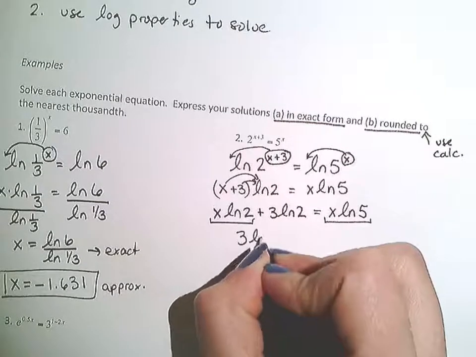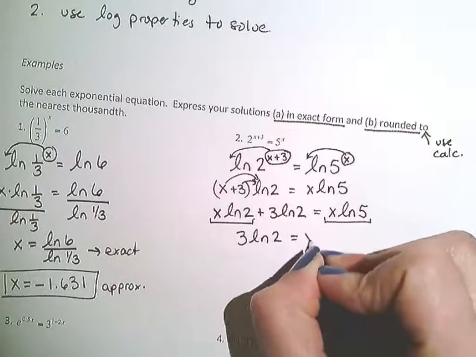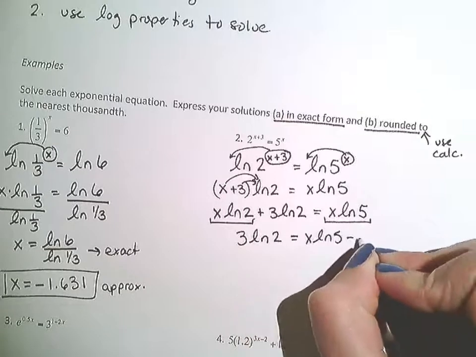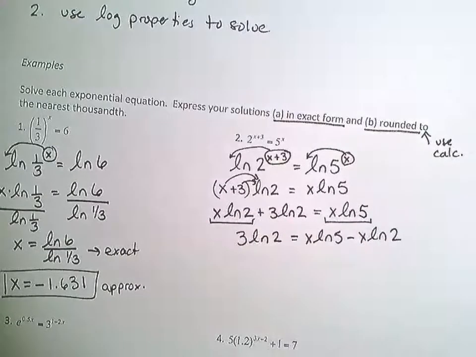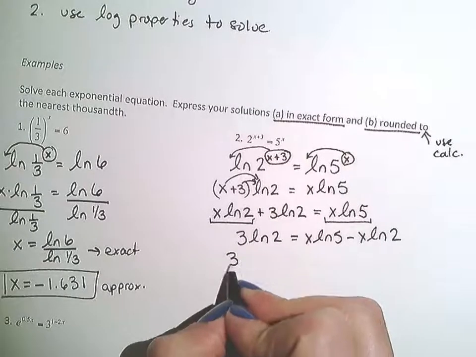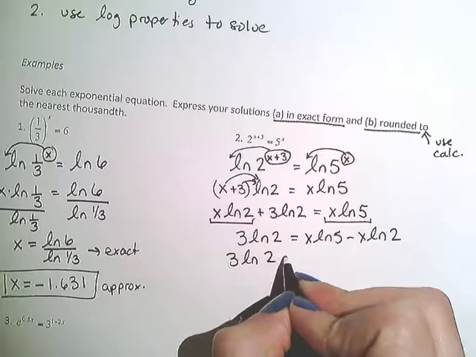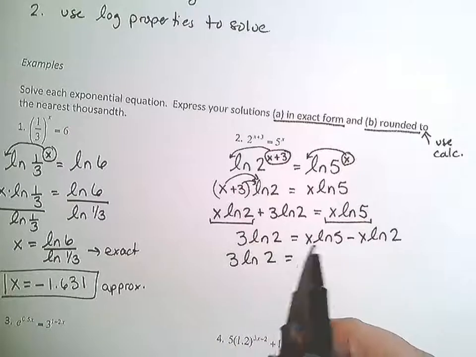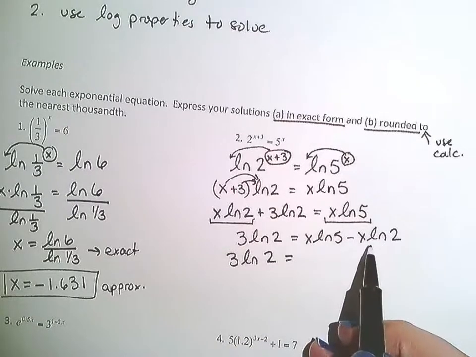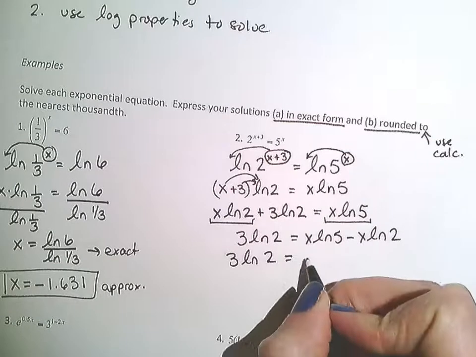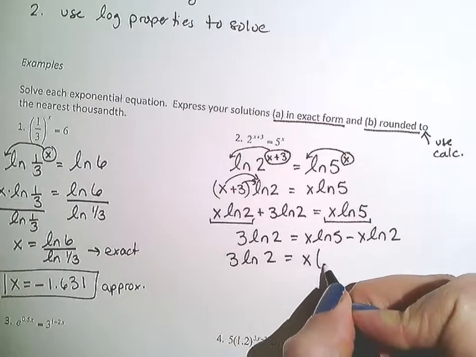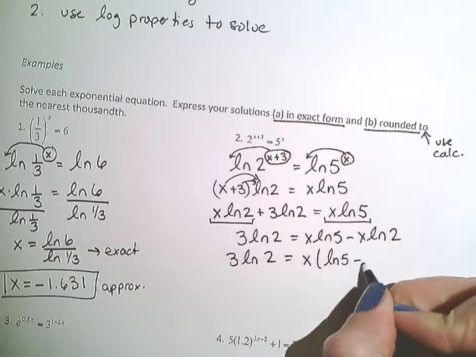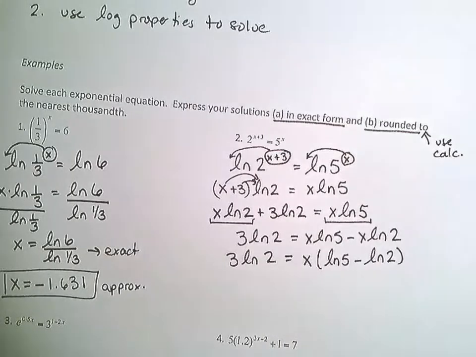So this is 3 ln of 2 equals x ln of 5 minus x ln of 2. I just moved that over to this side by subtracting. So now what I'm able to do is, 3 ln of 2 is equal to, I have a common factor here. What is the common factor between these two? It's going to be just the x. So we're left with x times ln of 5 minus ln of 2.